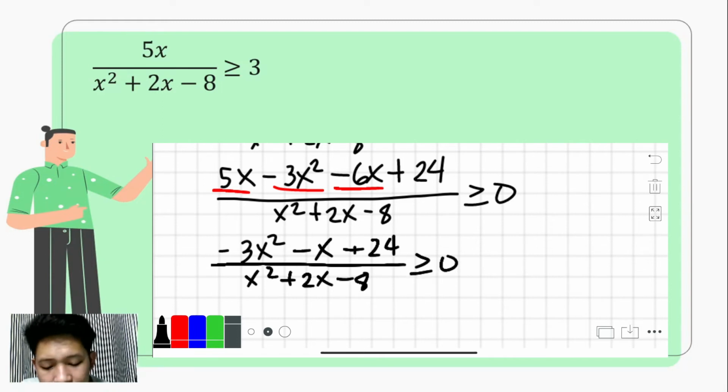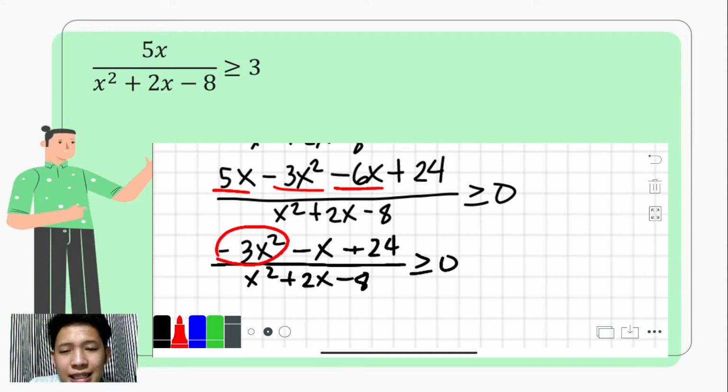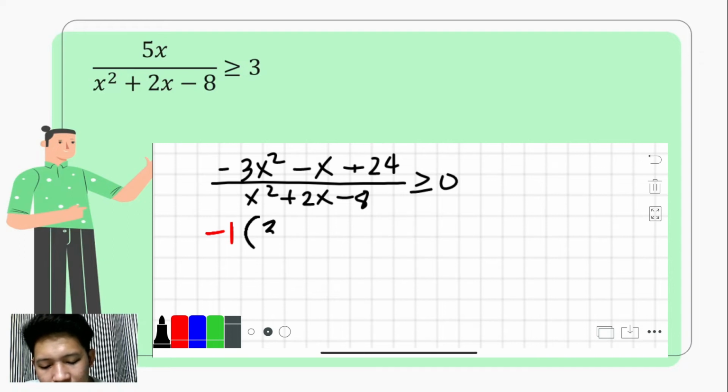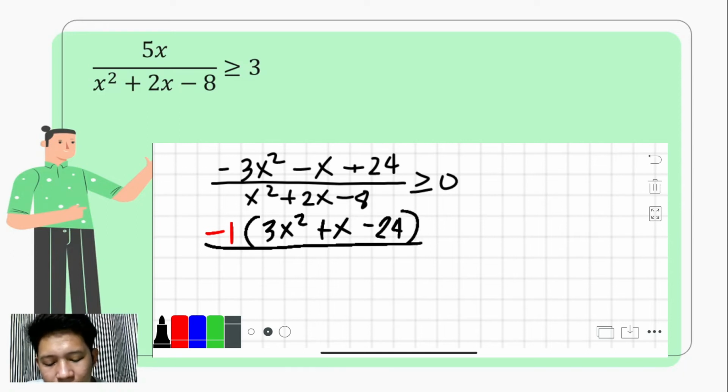But since yung x squared natin dito sa taas ay may negative value, pwede nating alisin yung negative value by making this actually negative 1 multiplied by 3x squared plus x, kasi tinanggal mo yung negative, and then minus 24. Okay, so yan po yung magiging value niya. X squared plus 2x minus 8 is greater than or equal to 0.